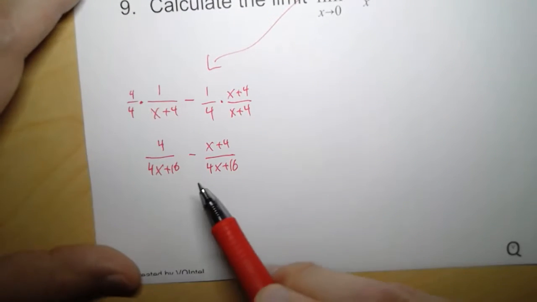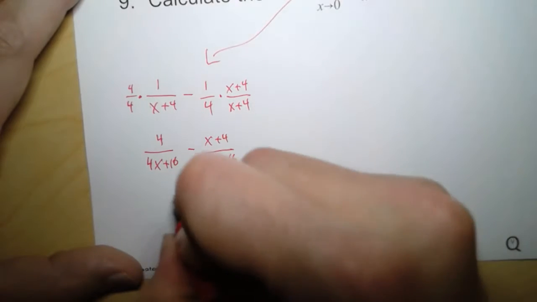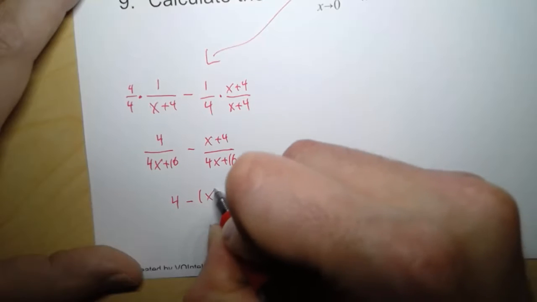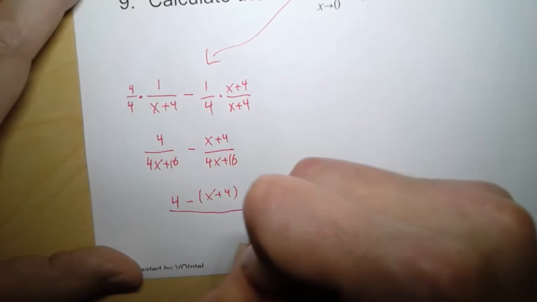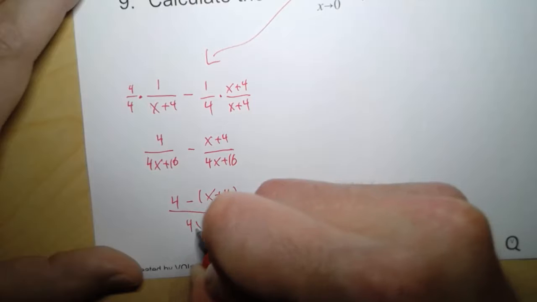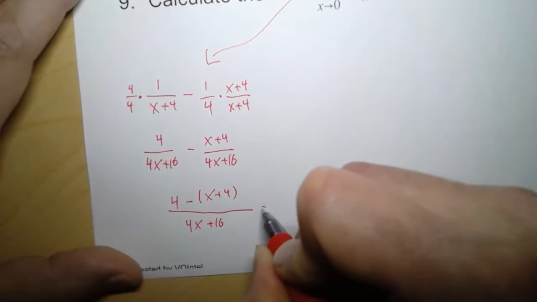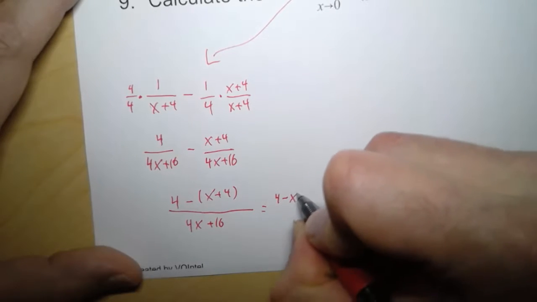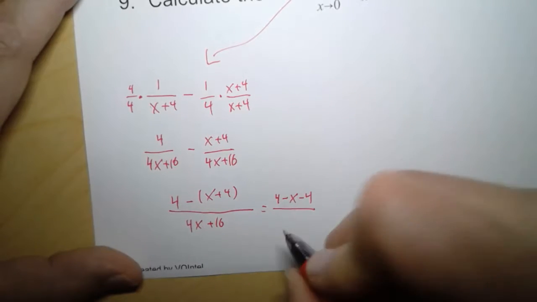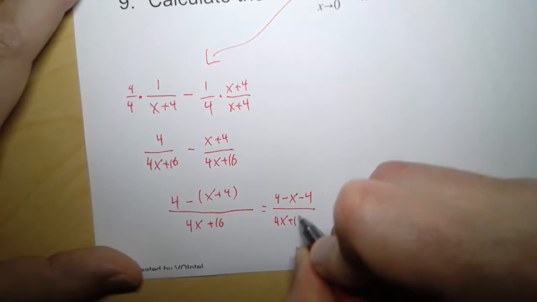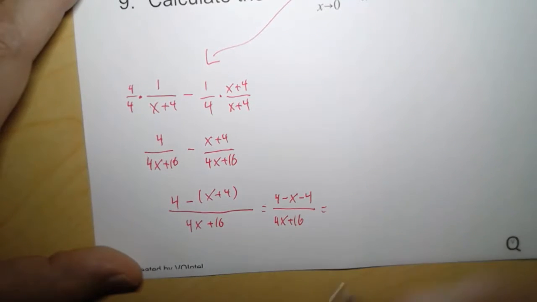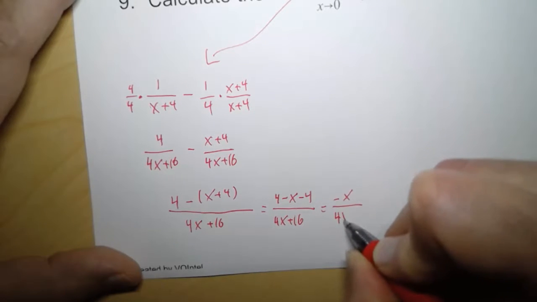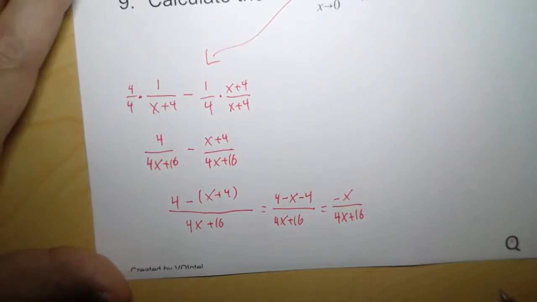So since we have the same denominator, we can put them together. So we have 4 minus, now remember, we're subtracting this quantity, x plus 4, all over 4x plus 16. Now when we distribute this negative, it's going to be 4 minus x minus 4 over 4x plus 16. And the 4 and the minus 4 cancel, so we're left with negative x over 4x plus 16.